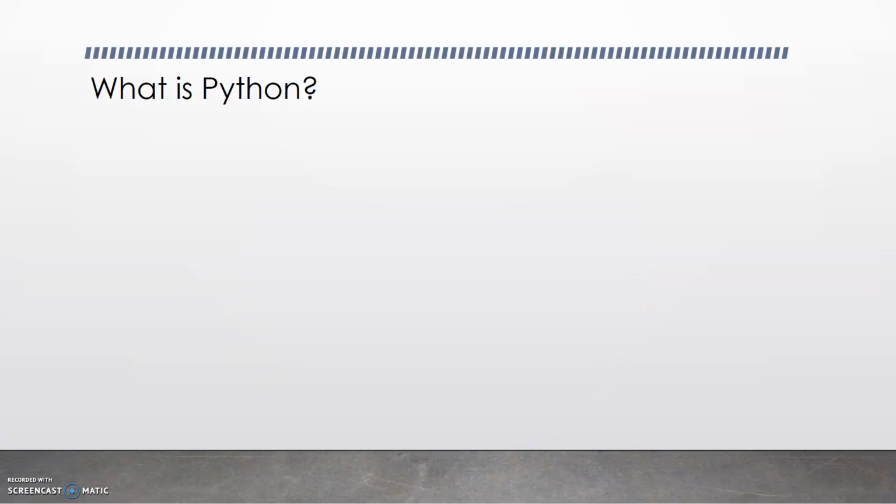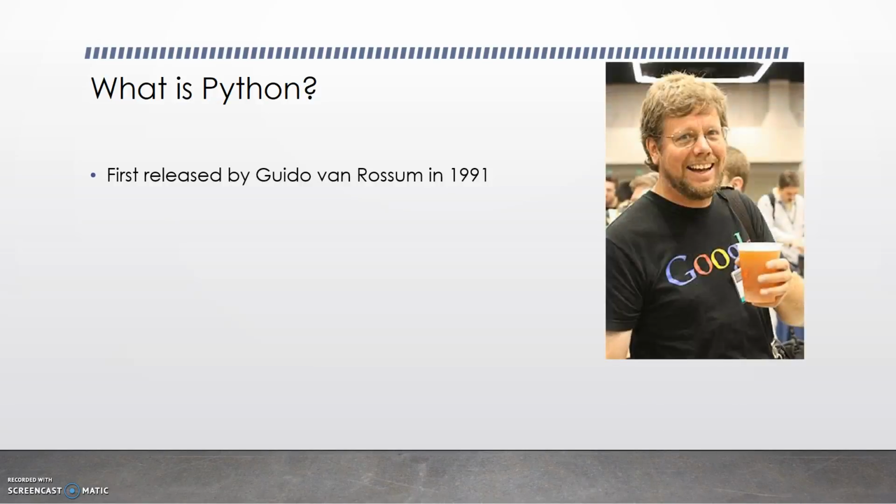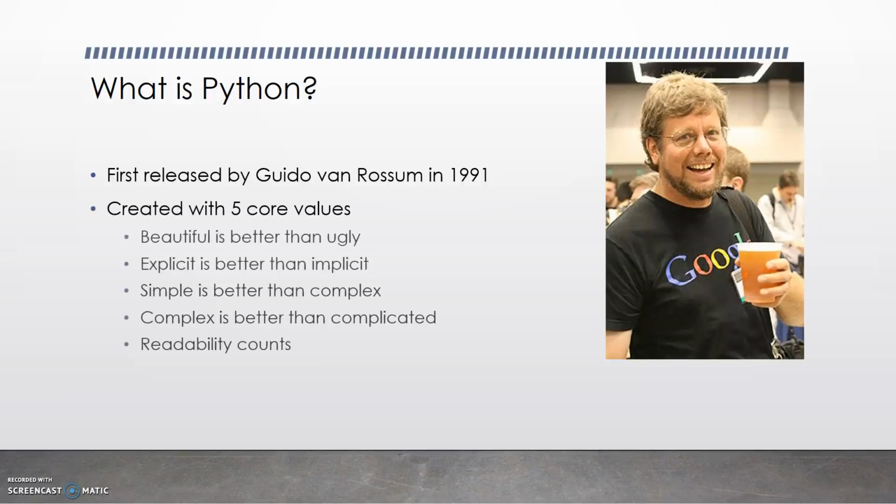So first, a brief description of Python. It was first released by Guido van Rossum in 1991. This is Guido. It was created with 5 core values. Beautiful is better than ugly, explicit is better than implicit, simple is better than complex, complex is better than complicated, and finally, readability counts.